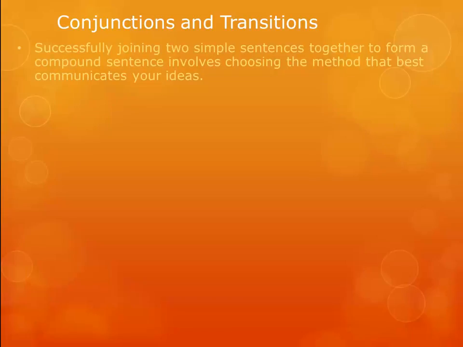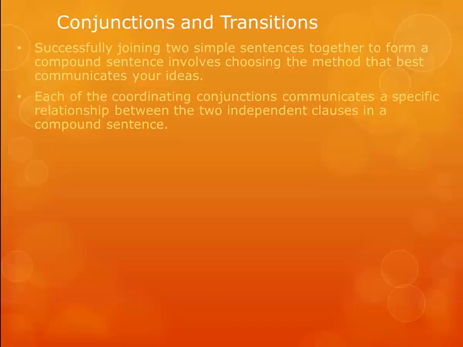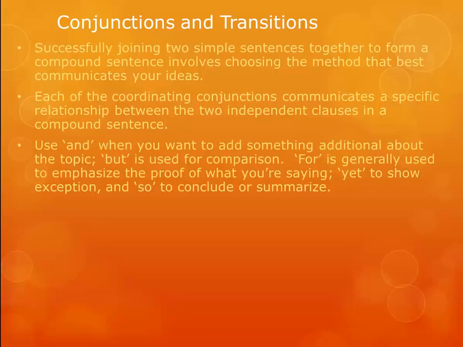So successfully joining two simple sentences together to form a compound involves choosing the method that best communicates your ideas. You have to make some decisions about that, have to consider that at least, when you're deciding whether you're going to use a coordinating conjunction or simply join two independent clauses with a semicolon. Each of the coordinating conjunctions communicates a specific relationship between the two independent clauses in a compound sentence. So you have to consider that. The use of the word and, for instance, is an attempt by you to show that you're adding information that's related to that first independent clause.